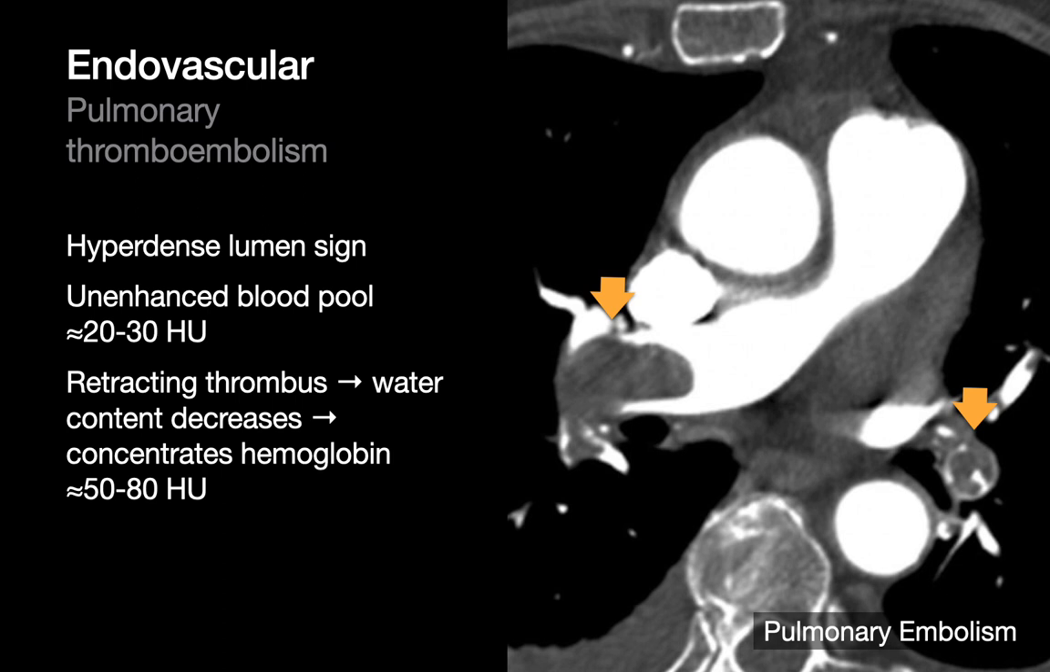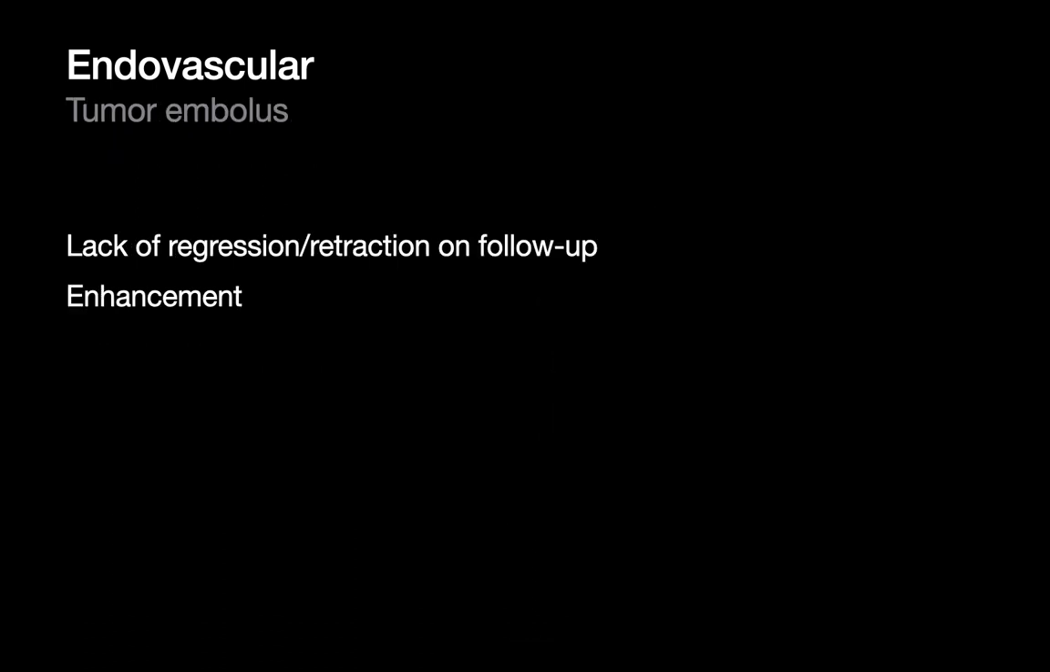And here's the PE protocol chest CT we did in this patient to confirm our suspicion of central PE on non-contrast imaging on the last slide. Central tumor emboli are relatively uncommon and can be tricky to distinguish from commonplace bland pulmonary emboli. However, two imaging features that may suggest that you're dealing with tumor emboli are filling defects that don't seem to regress or retract on follow-up imaging, and obvious enhancement within the endovascular filling defect.